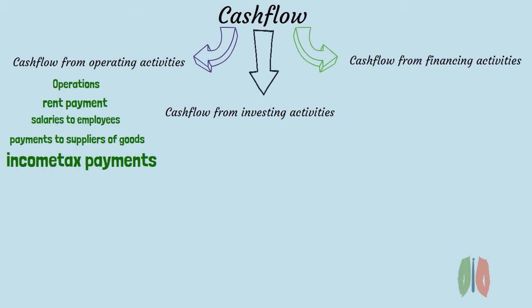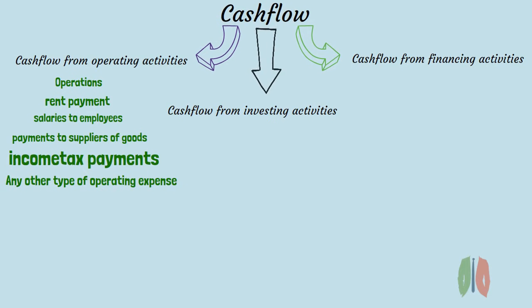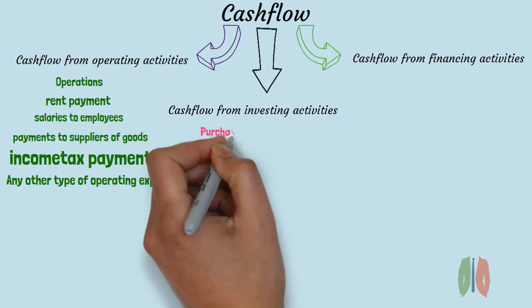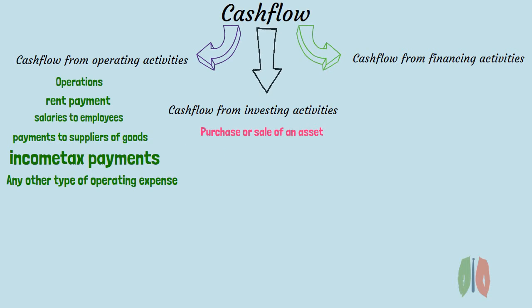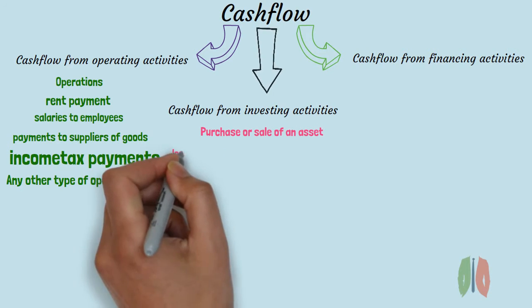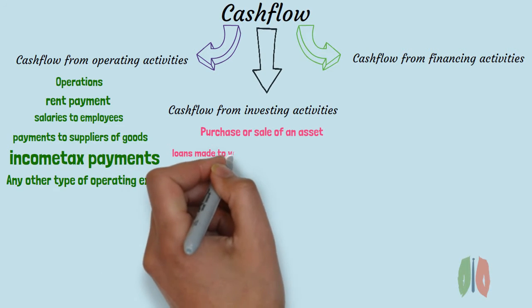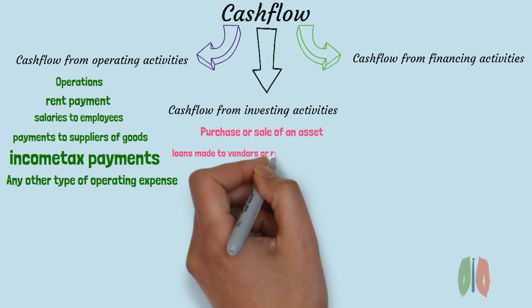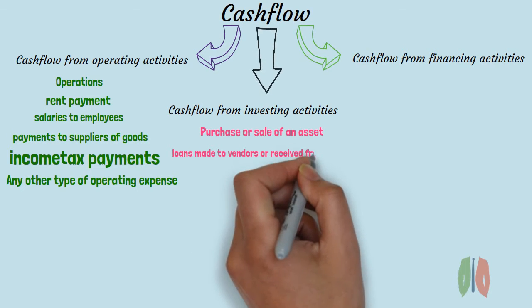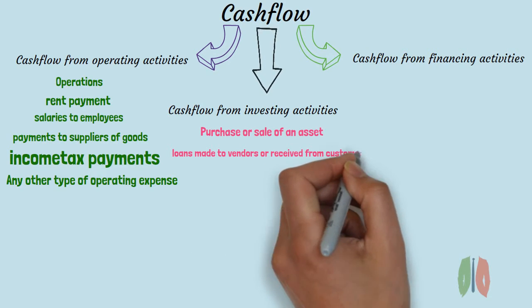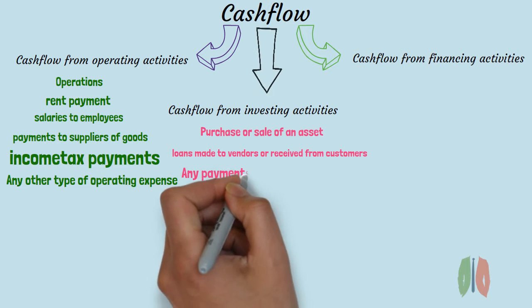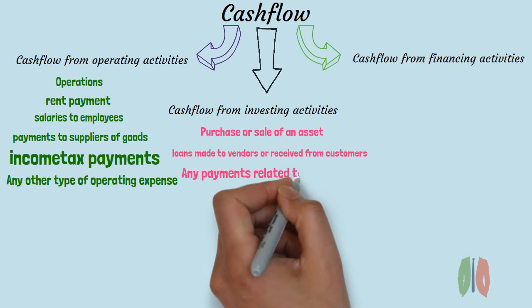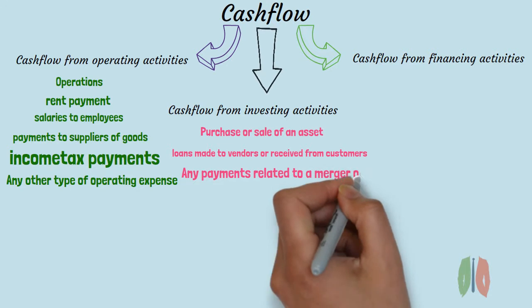The next, cash flow from investing activities. It includes the cash used or provided by the company to purchase or sell income producing assets, and if a company tries to buy some other company or gives loans to others, it will be coming under this category. So the loans made to vendors or received from customers, purchase or sale of assets, and any payments related to mergers and acquisitions will be coming under the investing activities.